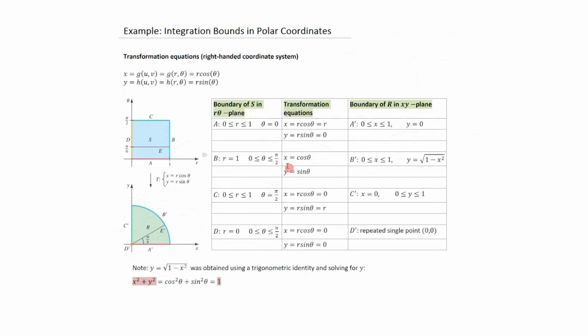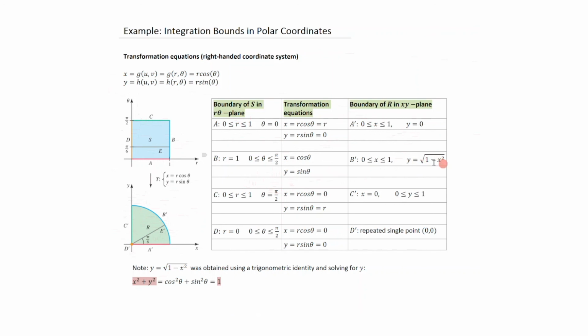For the segment B, r is 1, and theta goes from 0 to pi by 2. So that's along this line here. In this case, x is cos theta, since r equals 1, and y equals sine theta, since r equals 1. So this basically just becomes the equation of a circle, and it turns out it's only the quarter circle. Why? Because x is between 0 and 1. All right, so this just becomes y equals the square root of 1 minus x squared.